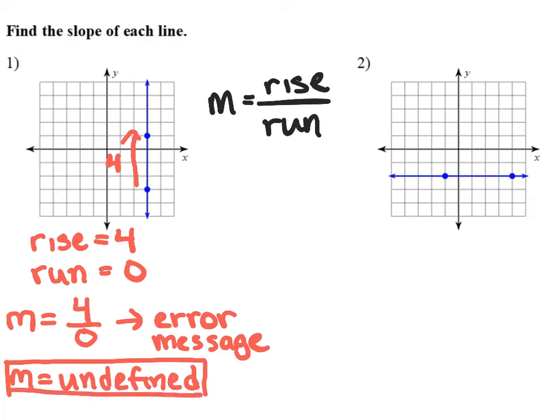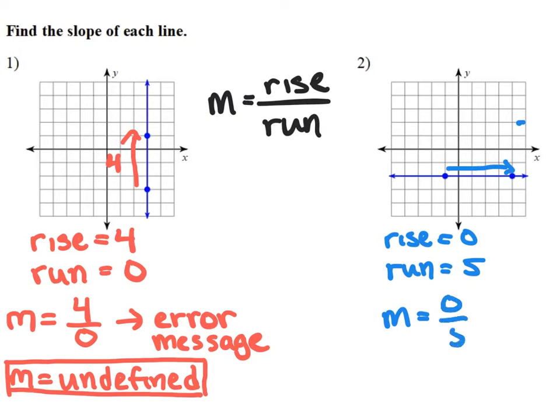For the other example we have here, now we have our 2 points. So if we go from left to right, our rise is 0 because we're not moving up or down, and our run is that we'd be moving 5 units to the right. Now if we type that into your calculator, our slope is 0 divided by 5, and that gives us that the slope is 0. So whenever you have a vertical line, the slope is always undefined. In a horizontal line, the slope is always 0.